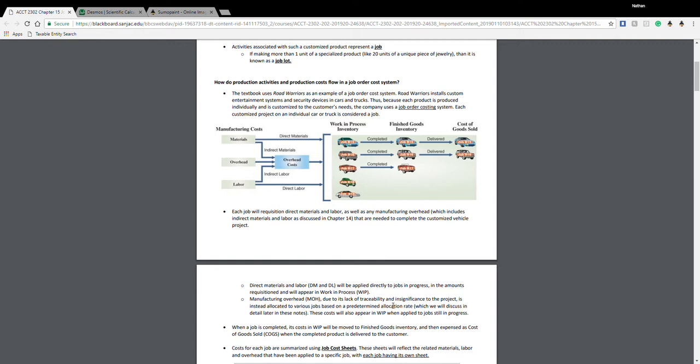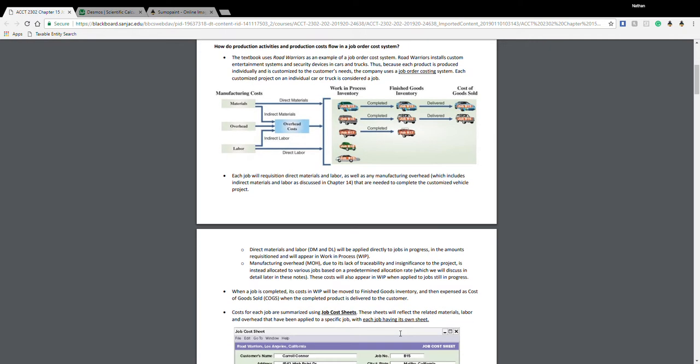We will have to allocate it to the various jobs at a predetermined allocation rate, which of course we'll discuss later in this video. When the job again is complete, it moves to finished goods, then cost of goods sold.